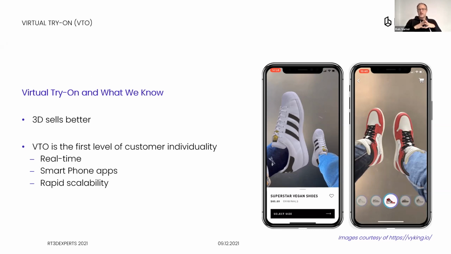So basically, most people we're dealing with already know 3D sells better. And specifically, virtual try-on is, for me, the first level of customer individuality. The fact that it's in real time, anyone using a smartphone can just point to their feet and see that product on them, not on someone else, but on themselves. And since it's based on smartphone apps, you already have the recipe for rapid scalability globally, because you don't have to provide the hardware. You just have to provide the apps, the intelligence, and the assets to share this intelligence.